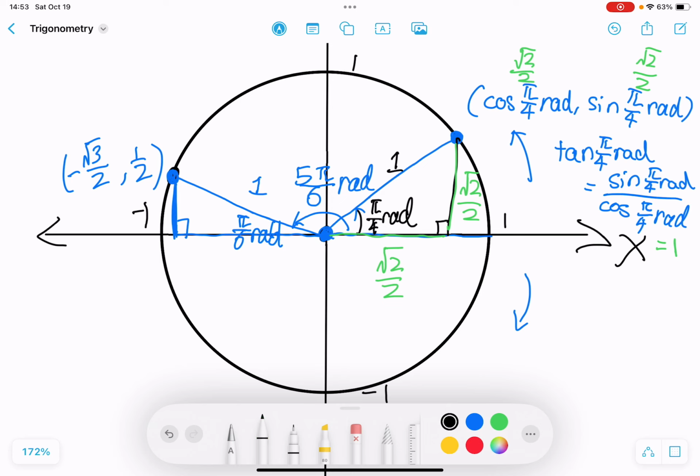And so the tangent value, the tangent of 5 pi over 6 radians, is sine over cosine, or y over x. So the y-coordinate over the x-coordinate. So that's just negative root 3 over 3.